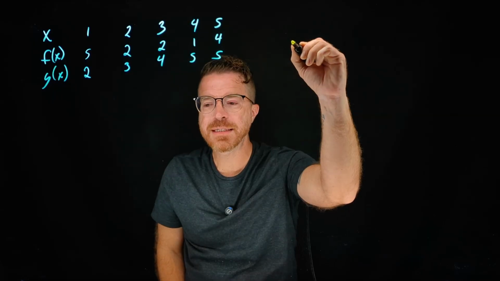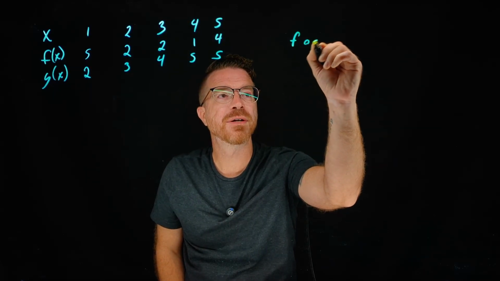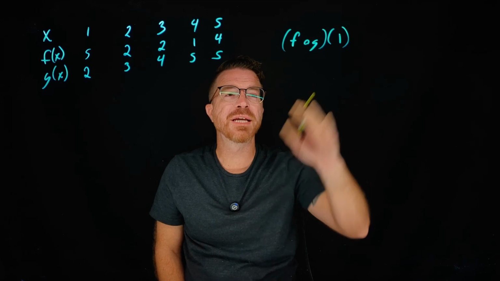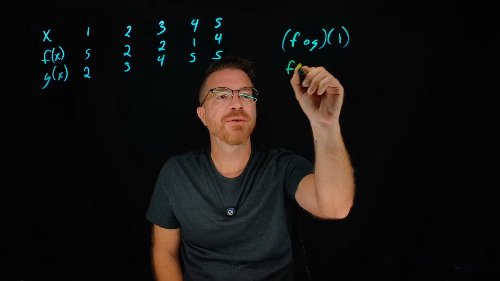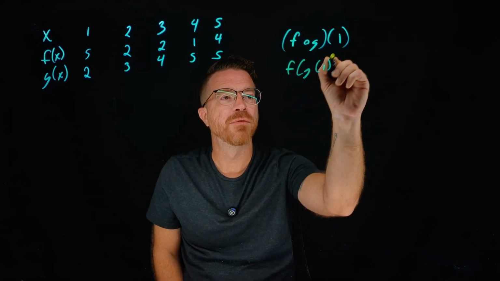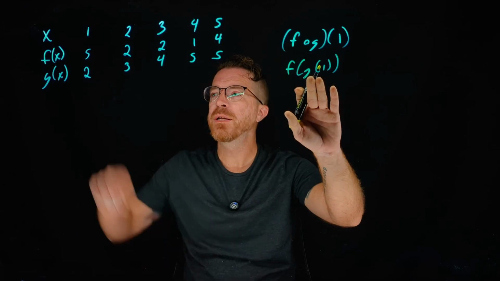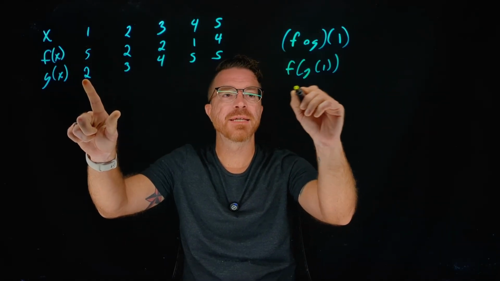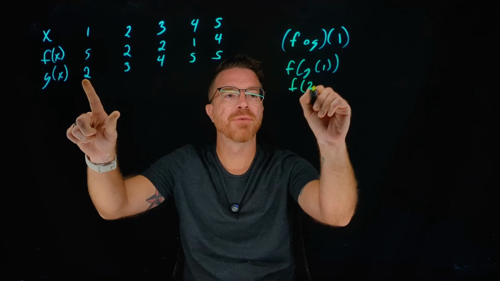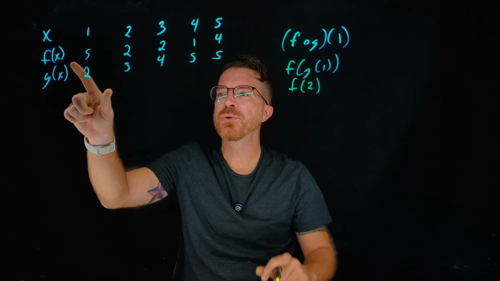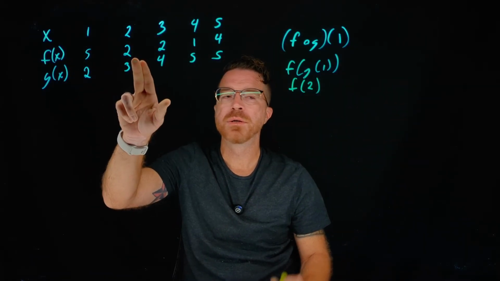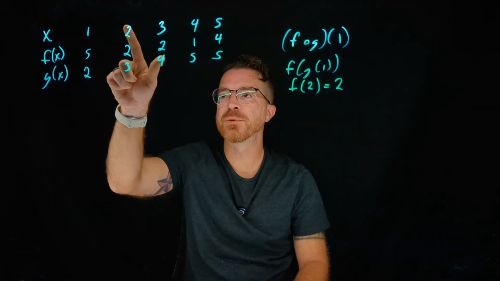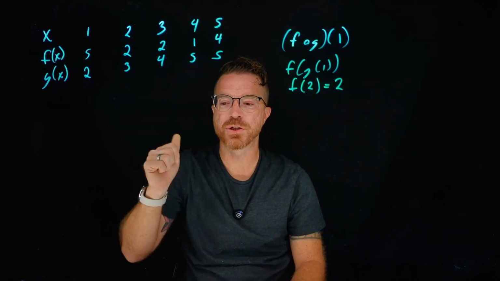So in this case, let's say that we had f of g of 1. So g of 1 is what is g of x when x equals 1? Well, in this case, it's equal to 2. So this becomes f of 2. And f of 2 would be equal to 2, right? Because when x is equal to 2, f of 2 would give us 2.